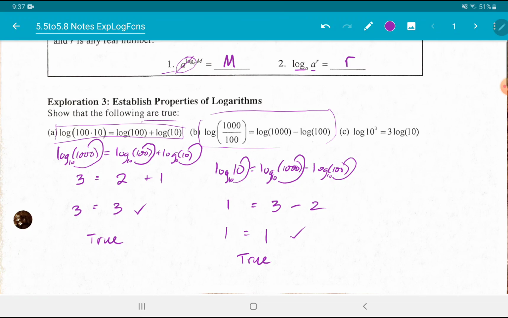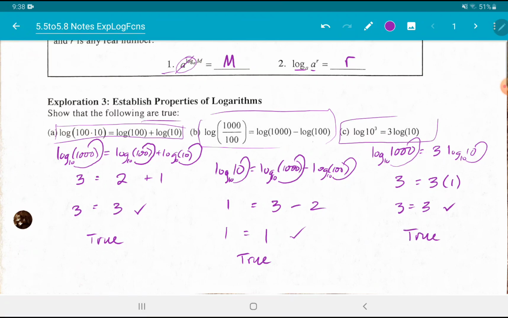Okay. And lastly, let's look at letter C. Log of 10 to the third power. 10 to the third is the same thing as 1,000, equals 3 times log 10. What is log of 1,000? Well, we're technically saying that that's base 10. 10 to what power equals 1,000? Well, that's just 3. And so we have 3 is equal to 3 times, 10 to what power equals 10? That'd be a value of 1. So 3 equals 3. Yep, that works out. So this is also going to give us a true statement.